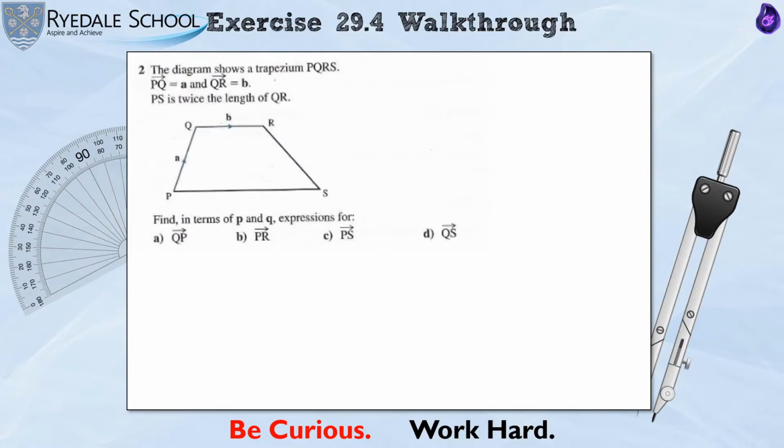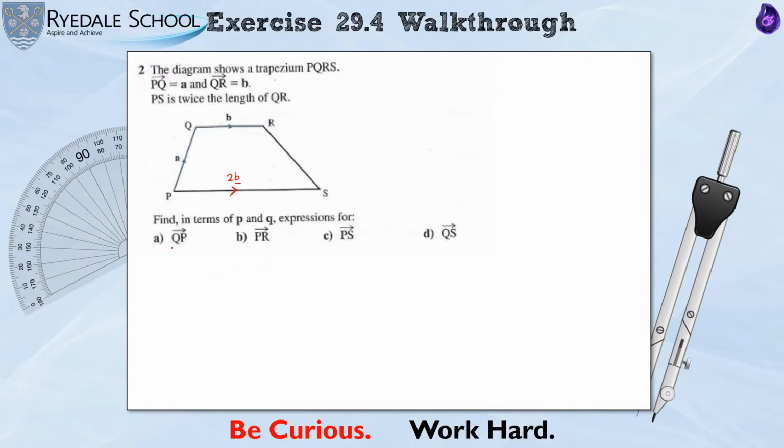Moving on to question 2, we have a trapezium. So we know that 2 sides of a trapezium are parallel. And we are told here that PS is twice the length of QR. So let's see what we can figure out. We are told that that is a and that is b. And I'm already going to write on my diagram that if this is b and it's twice as long in this direction, this must be 2b.